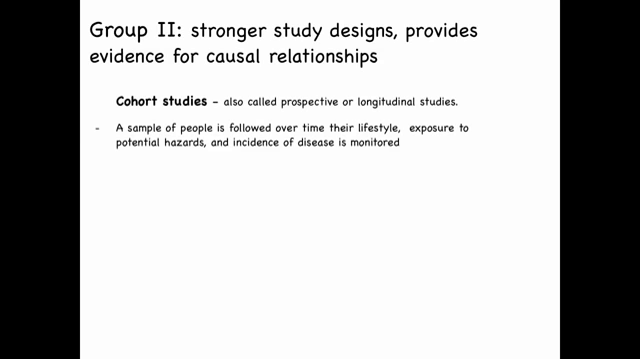Moving into our second group of studies, they are much stronger in terms of study design, and therefore we can draw some inferences for causality. So the first type is called a cohort study, also called a prospective or a longitudinal study, depending on who you're talking to. And this is where you take a group of people and follow them over their entire life or for a certain amount of time. You take multiple measurements over that time. So the difference between the cross-sectional and longitudinal is that in the cross-sectional, the population is measured once, and in the longitudinal, that population would be measured multiple times.